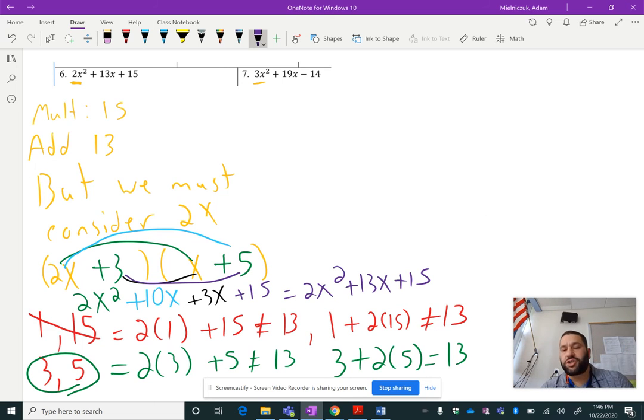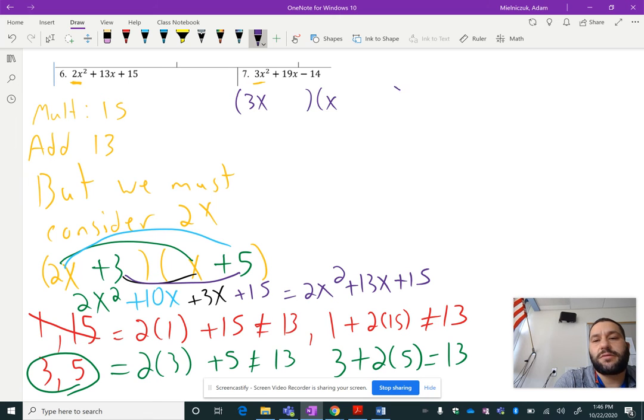And I think what I was trying to show you there is that I knew that the 2 and the 5 had to be in separate parentheses because the only way to multiply them is through FOIL and they have to be in opposite sides. All right. Let's look at the next one. We know that this is going to break up into a 3x and an x. We need to multiply to a negative 14 and add to a 19.